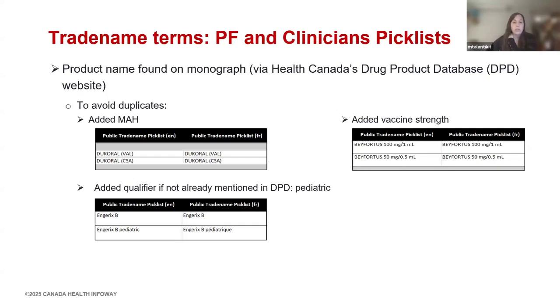So if we went to DPD, we had vaccine Engerix-B, two vaccines Engerix-B. One was for pediatric, one was for adults. So we added the qualifier pediatric to differentiate them. And still, we had some duplicates. Neither the MAH nor the qualifier was enough to distinguish those duplicates. So we decided to finally add the vaccine strength to differentiate those duplicates that were still there. Here, just an example about the B-Fortis vaccine with two different vaccine strengths. Next slide, please.